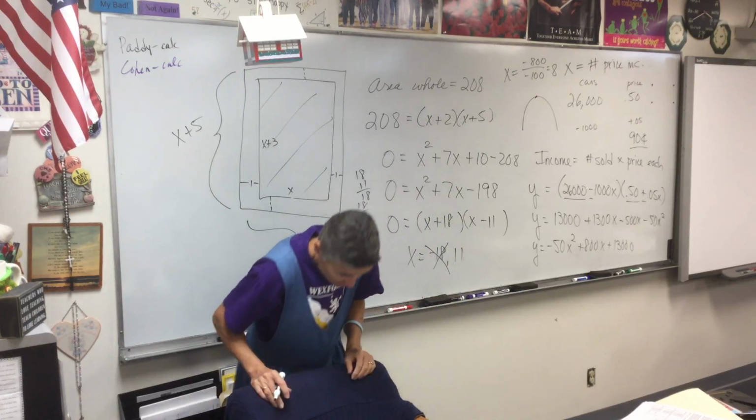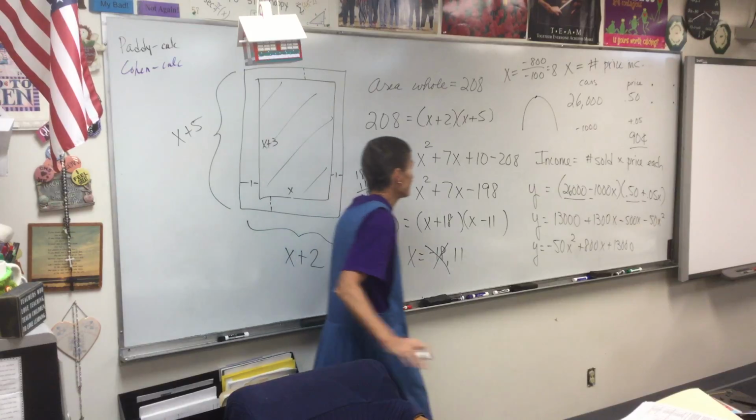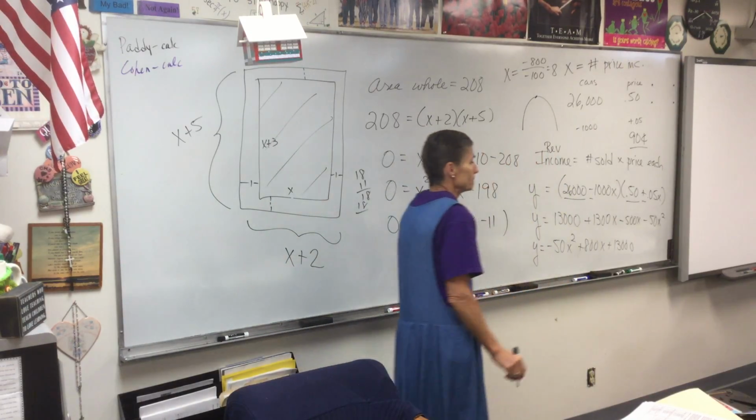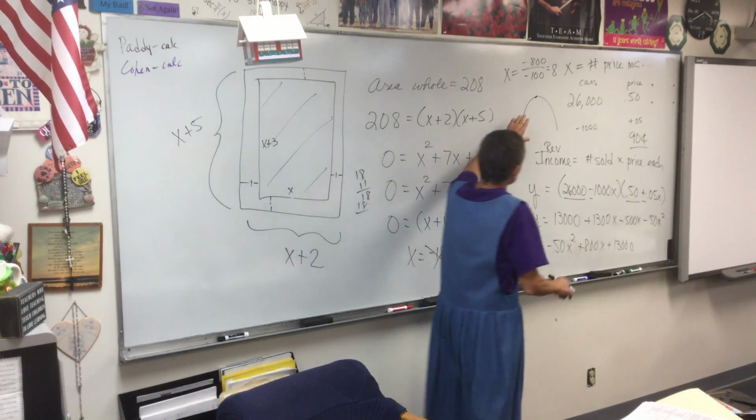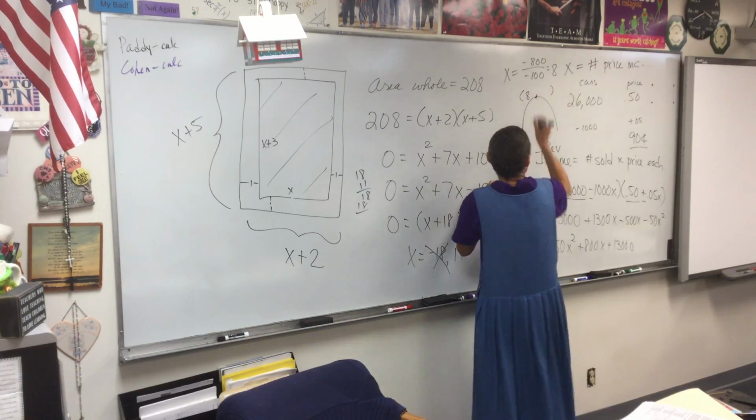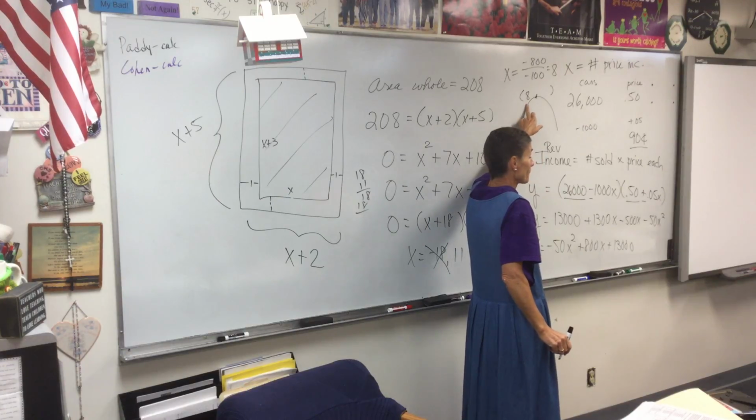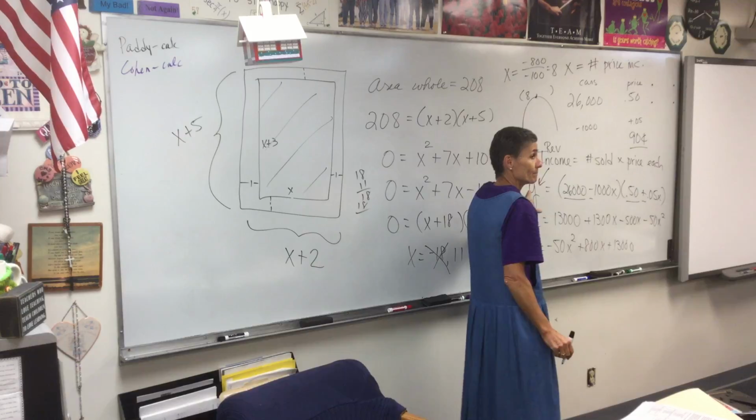Now the second part says, what is the maximum revenue? I've been using income, revenue, same thing. What is the maximum revenue? Now, when you found the vertex of your parabola, you found the x-coordinate was 8. That's what we found x to be, 8.